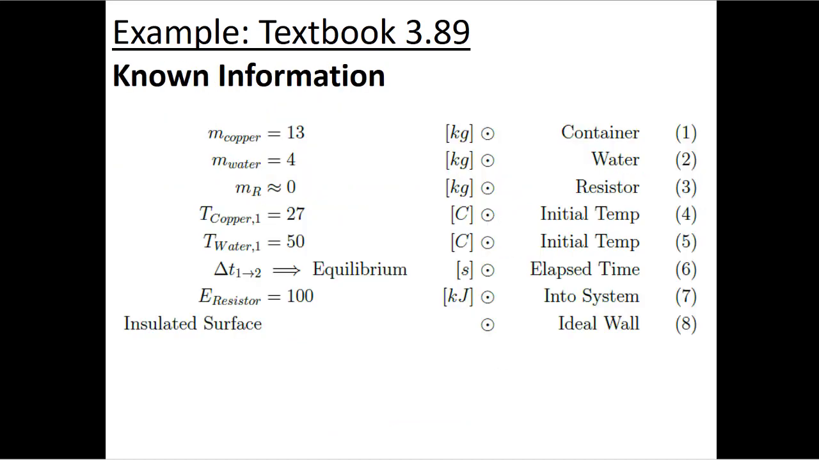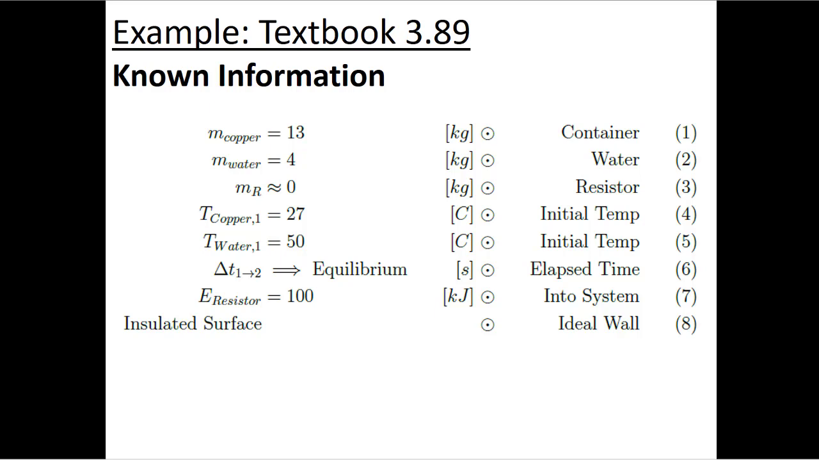So we'll follow our solution process. We want to write down our known information. We have a mass of copper, 13 kilograms, a mass of water. We have the mass of the resistor, which we're going to assume is very small, approximately 0, compared to the mass of the copper and the mass of the water. We know the initial temperature of the copper is 27 degrees Celsius. The initial temperature of the water is 50 degrees Celsius.